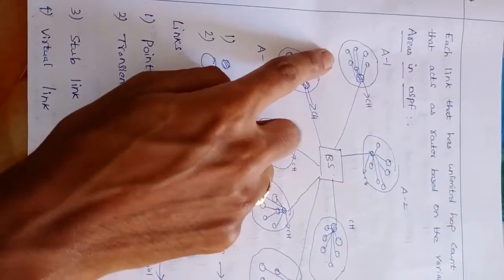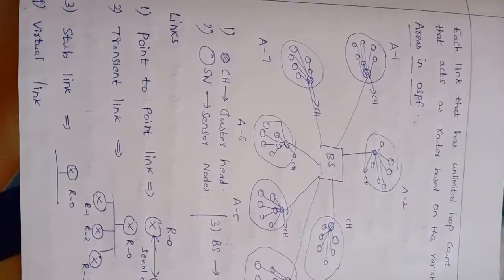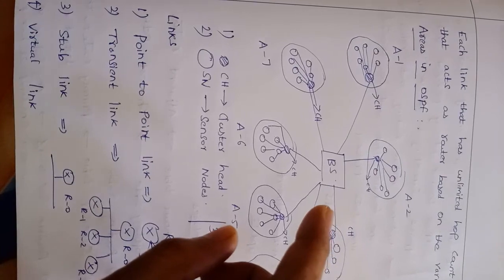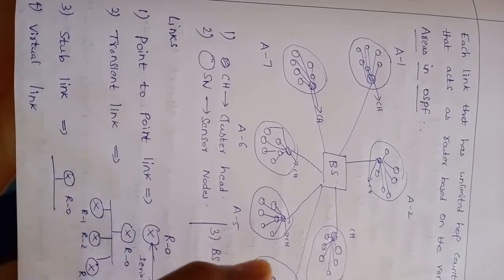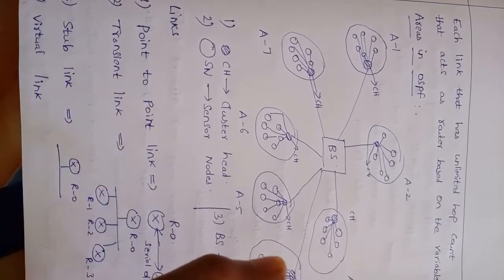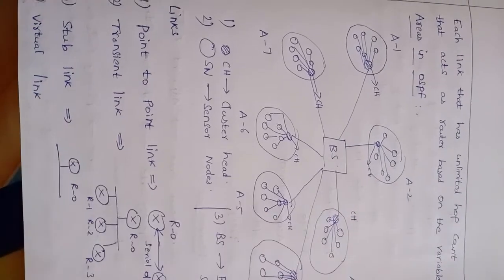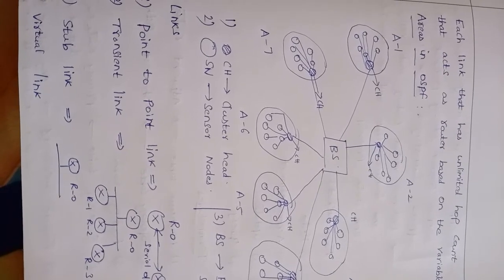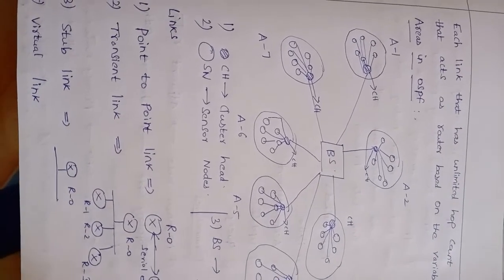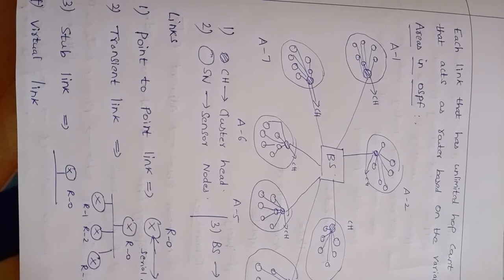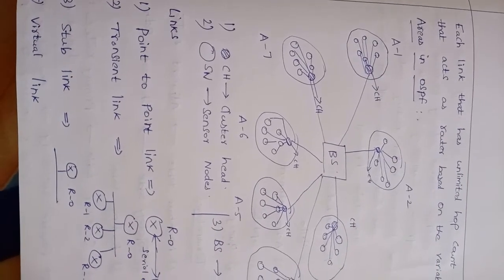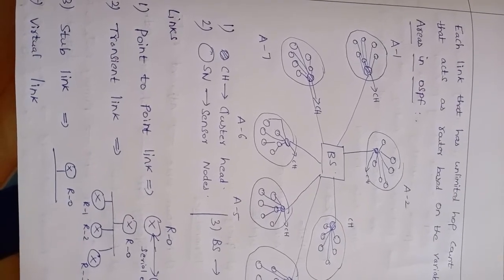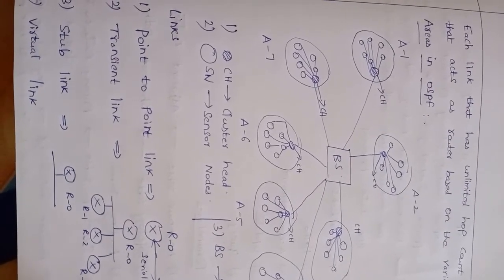In every area I have to elect a cluster head. I elect the cluster head as the node which is near to the base station, and also the node with the highest energy level will be elected as the cluster head. The main objective of the cluster head is that it collects the data from the sensor nodes and sends the data to the base station. The algorithm used for electing the cluster head is Dijkstra's algorithm.